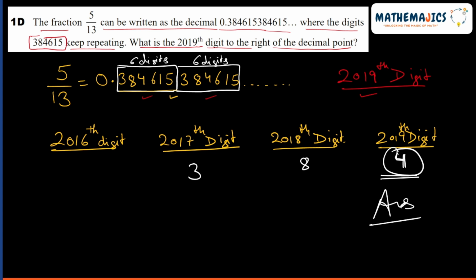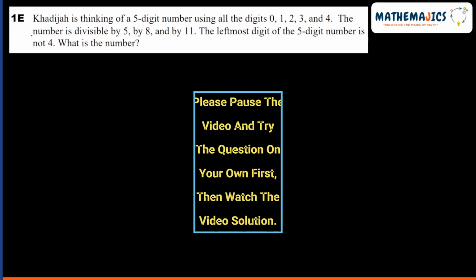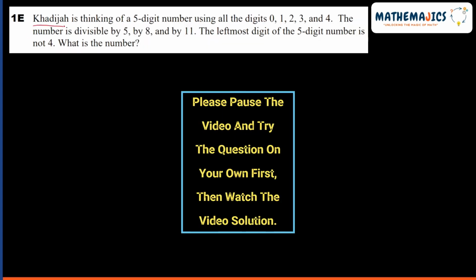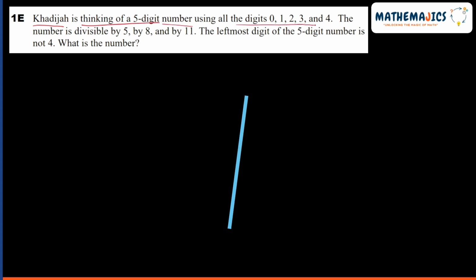Let's jump to the next question. So this is our fifth question. Khadija is thinking of a 5-digit number using all the digits 0, 1, 2, 3 and 4. So she is forming the 5-digit number using these 5 digits from 0 to 4. The number is divisible by 5, 8 and 11. The leftmost digit of the 5-digit number is not 4.